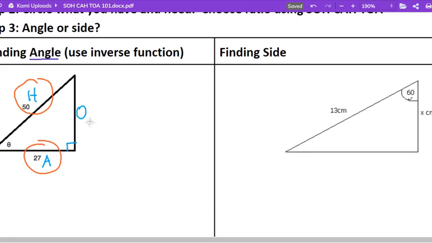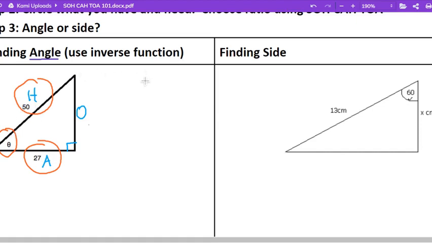I don't know the length of the opposite side, but I'm not asked to find it. I know I'm asked to find the angle because I'm given a variable, right? Theta is just a Greek letter, so it's a variable. So in this case, I circled A and H of the letters.